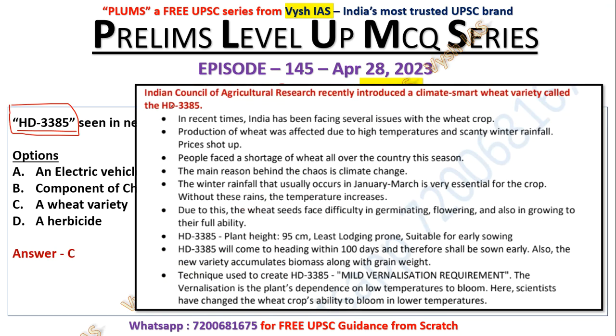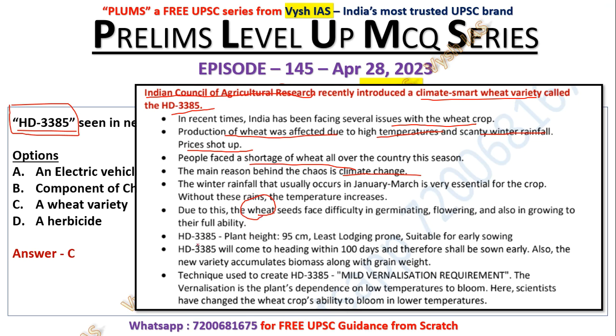Okay, the Indian Council of Agricultural Research, ICAR, recently introduced a climate smart wheat variety called HD3385. So India is always facing certain problems with respect to different crops, and now with wheat also, the production of wheat was affected due to high temperatures and scanty rainfall. Okay, winter rainfall. So prices have shot up. People face shortage of wheat, and the main reason is climate change. And winter rainfall has to come at a particular time. If it does not come, it will affect the rabi crops. Especially wheat is a rabi crop, and that is why it has got affected.